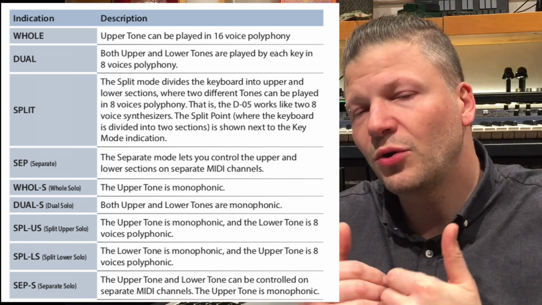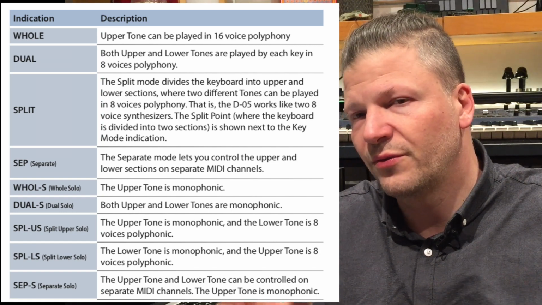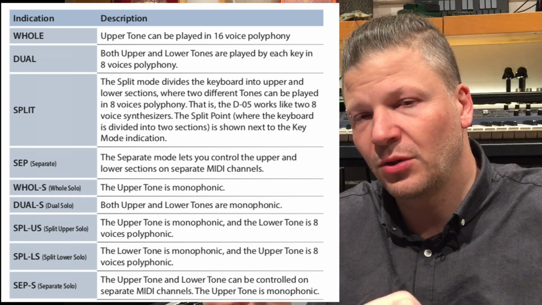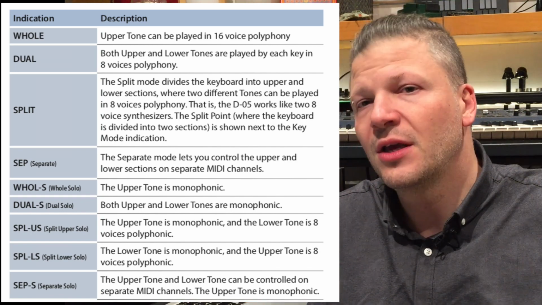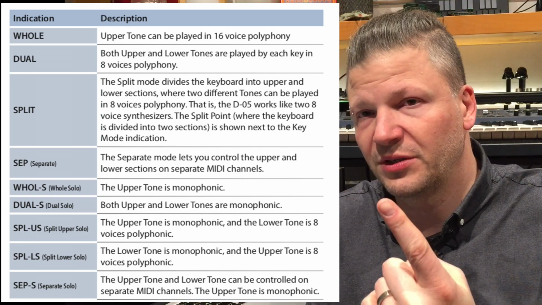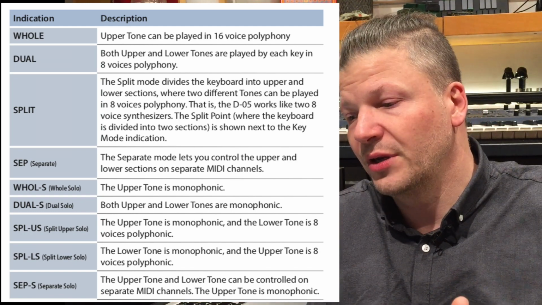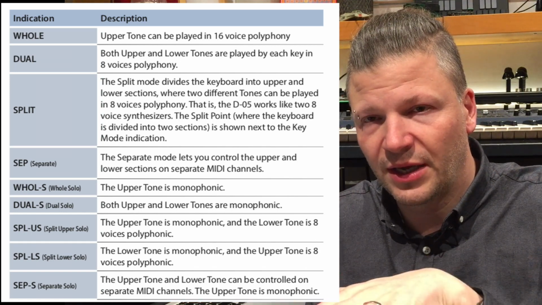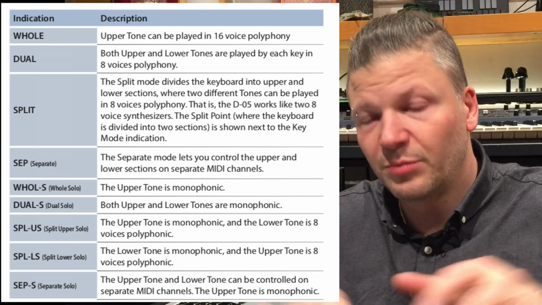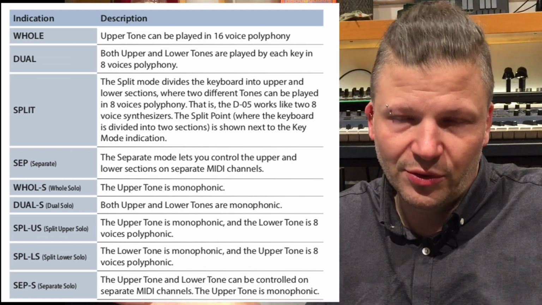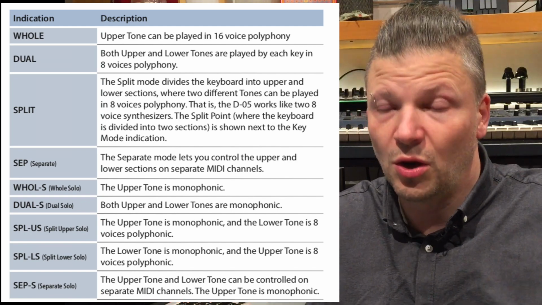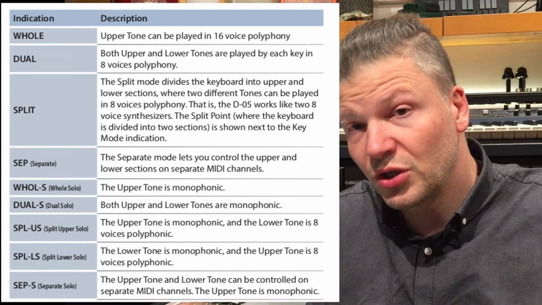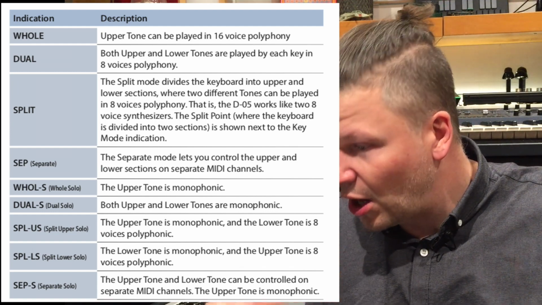Then the same notion comes back with the notion of solo, or S. If you have solo in whole mode, meaning the whole keyboard is one sound, solo means it's only one voice of polyphony. It becomes monophonic. If you're in dual mode with solo, the two sounds playing together are both monophonic. If you're in split mode, upper solo, the upper is monophonic. If you're in split mode, lower solo, guess what? The lower is monophonic. And in separate mode solo, the upper is monophonic.